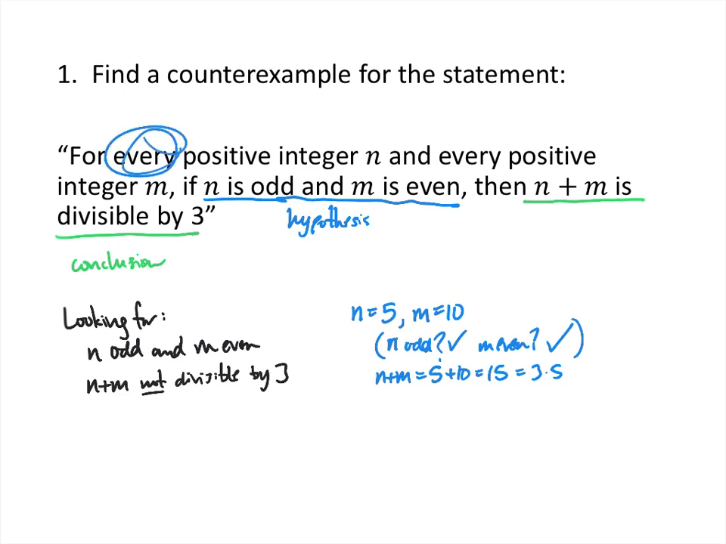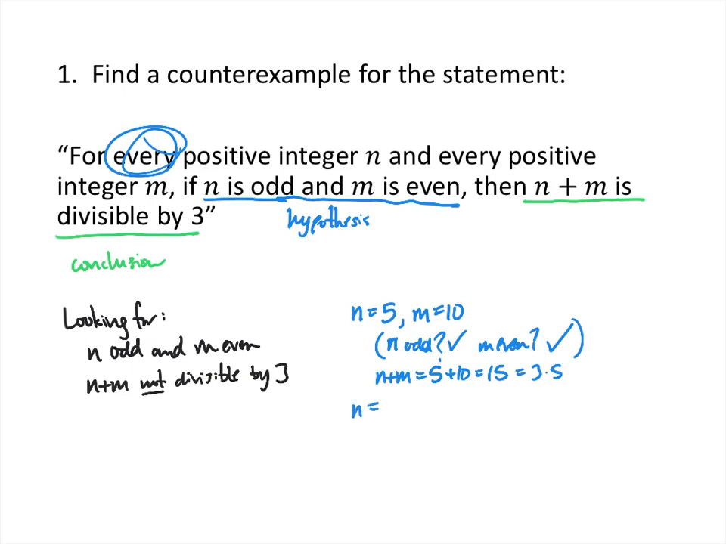Remember, the statement here says every positive integer n and every positive integer m. So not finding a counterexample, failing to find a counterexample, isn't a proof. It just means that we didn't find a counterexample. So since we're looking for a counterexample, we're going to try again.